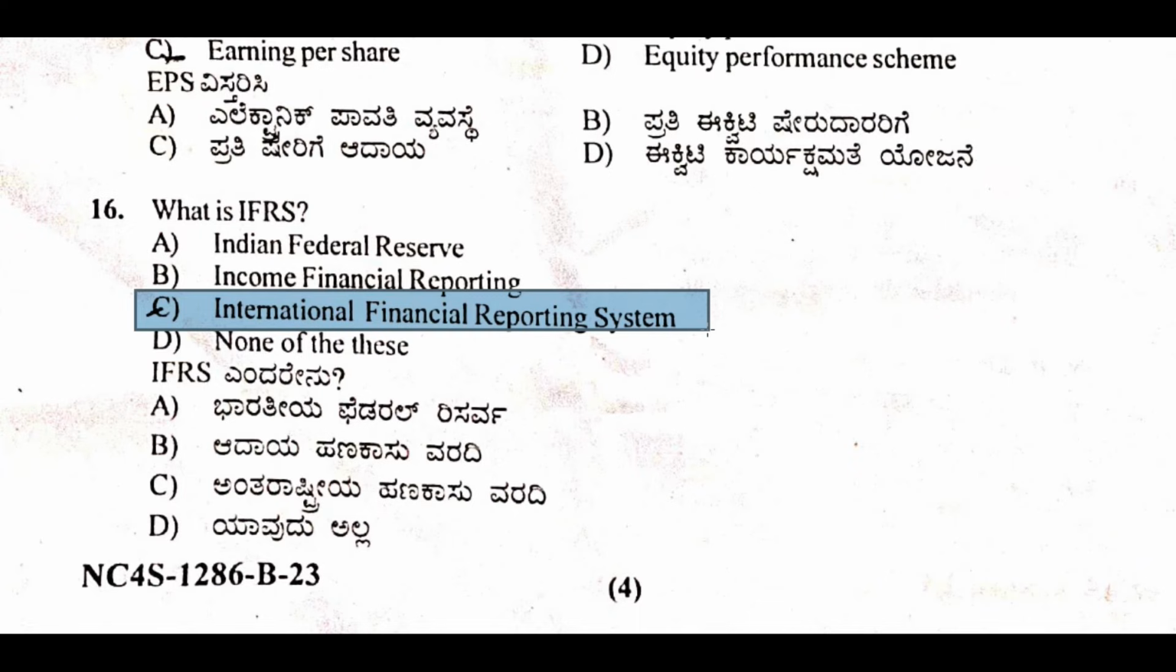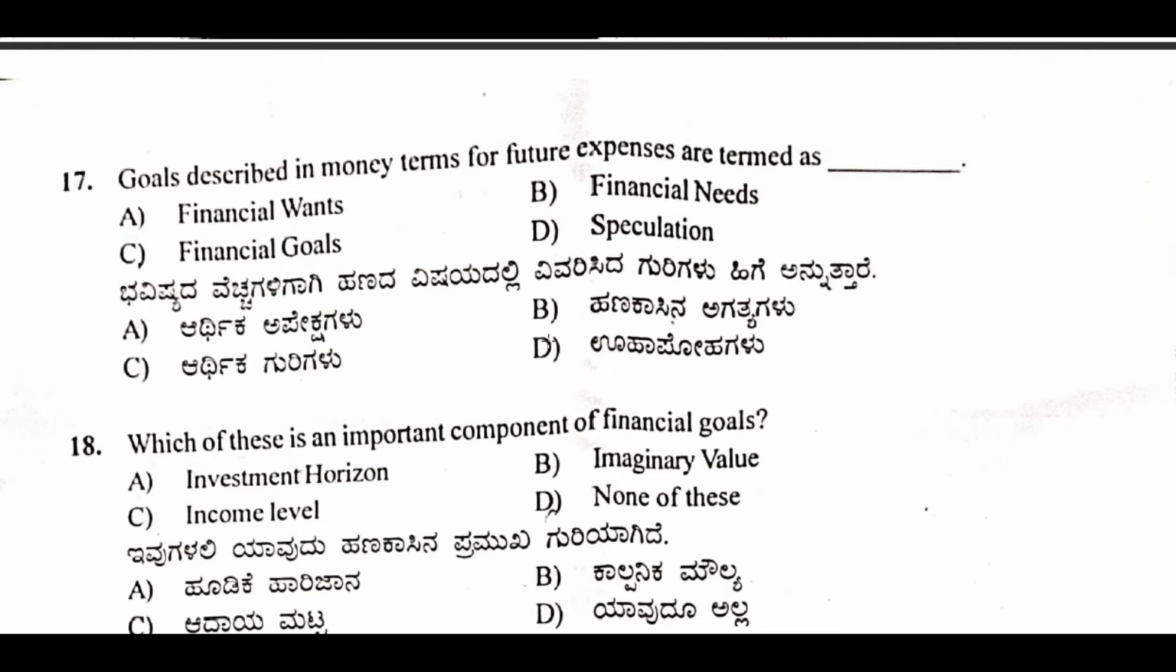Question number 17. The goals described in money terms for future expenses are termed as dash. Option A, financial wants. Option B, financial needs. Option C, financial goals, or is it option D, speculation? The right option is option C, financial goals, and these goals are the monetary targets you strive to hit, such as saving for a wedding or eliminating student loan debt, etc.